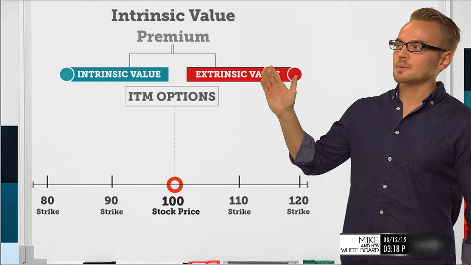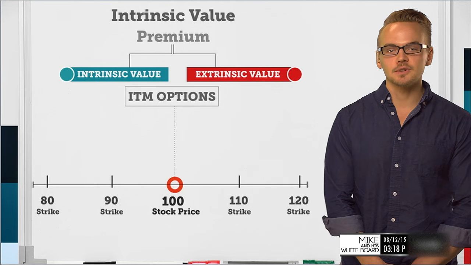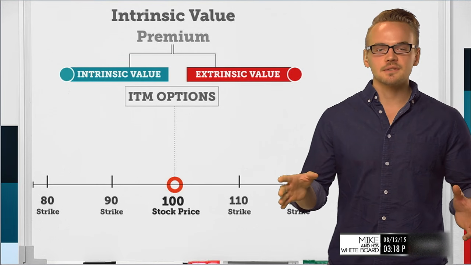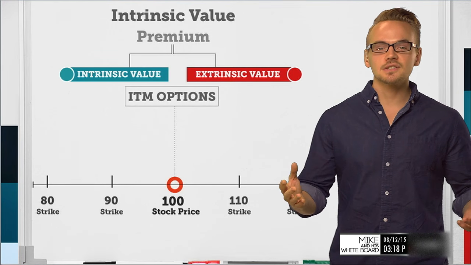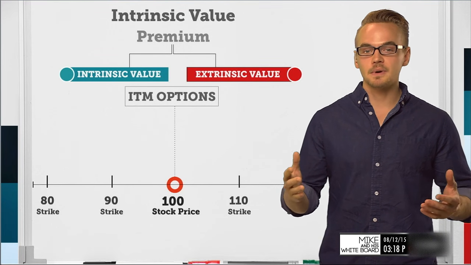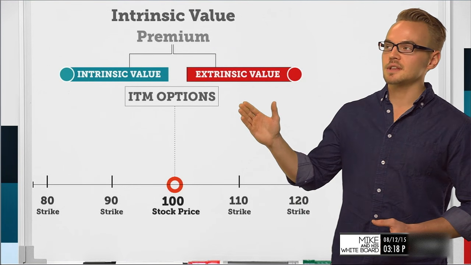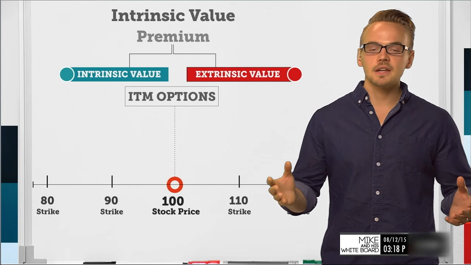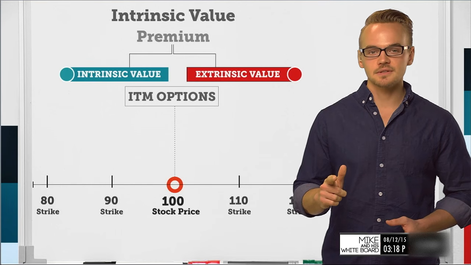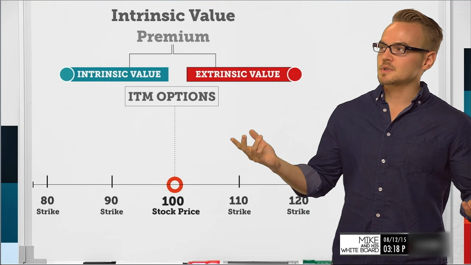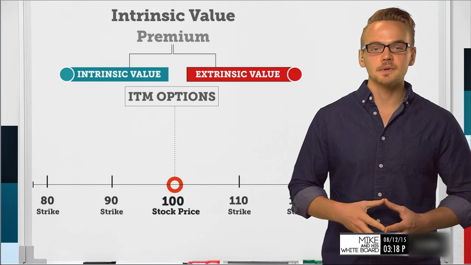So you see right here, we've got premium and how it's broken up with intrinsic and extrinsic value. Before we get into intrinsic value, let's just quickly discuss premium. Option premium is essentially what you pay for the option if you're buying it, or what you receive if you're selling it. You can always calculate intrinsic value. Extrinsic value is made up of a few different factors, but we'll get into that tomorrow when we take a deep dive into extrinsic value. All you need to know is that intrinsic value and extrinsic value make up option premium.